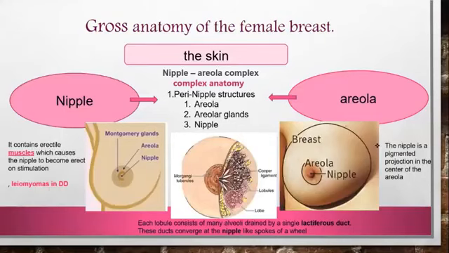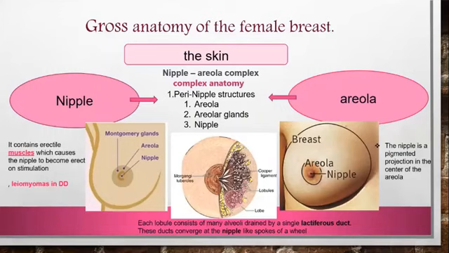Okay, we finish the skin, going to the nipple areolar complex. The nipple areolar complex and perinipple structures, which are the areolar gland and the nipple, are really complex structures. It contains erectile muscles, which are smooth muscles, involuntary muscles, resulting in erection of the nipple on stimulation. So we have to remember leiomyomas in the differential diagnosis of nipple lesions.